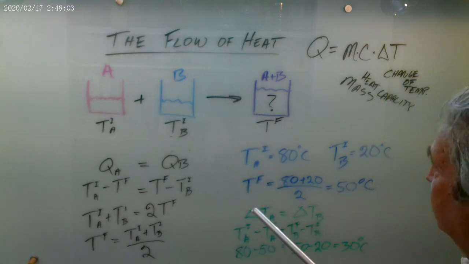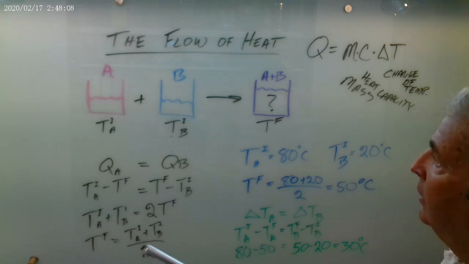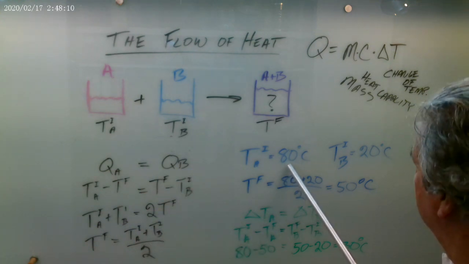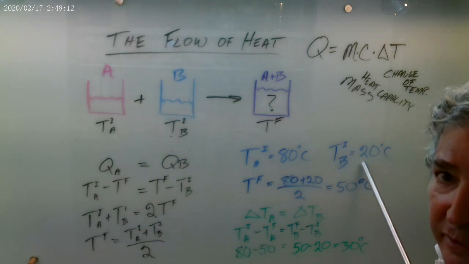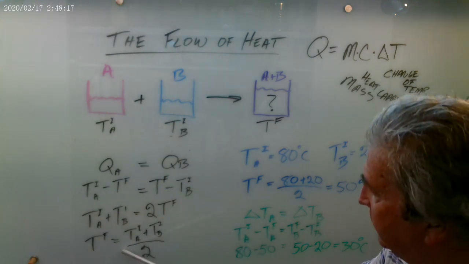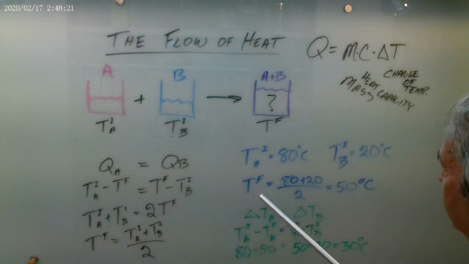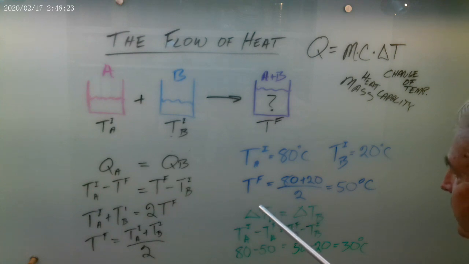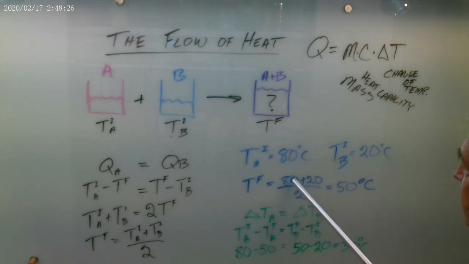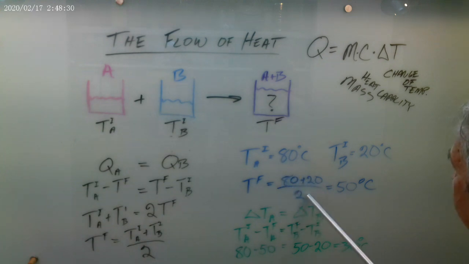Let's look at an example. If the initial temperature of A is 80 degrees and the initial temperature of B is 20 degrees, let's substitute into this formula and see what happens. We're going to get a final temperature that equals the initial temperature of A plus the initial temperature of B divided by 2. In this case, it'll be 100 divided by 2, or 50.